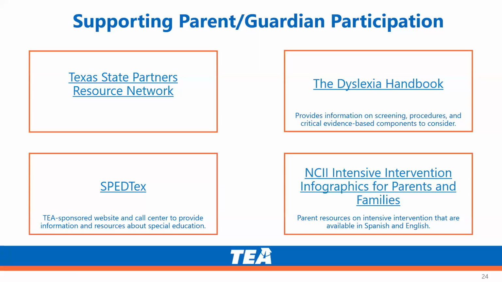There are many resources to support parent-guardian participation. Some of these resources are designed for parents and guardians of students with dyslexia, such as the Texas State Partners Resource Network, which supports parents and guardians throughout the process of screening through identification and services. SpedText is a TEA-sponsored website and call center that provides information and resources about special education.